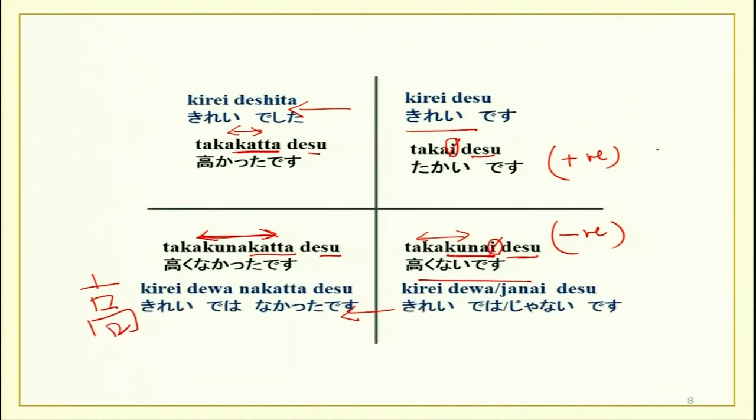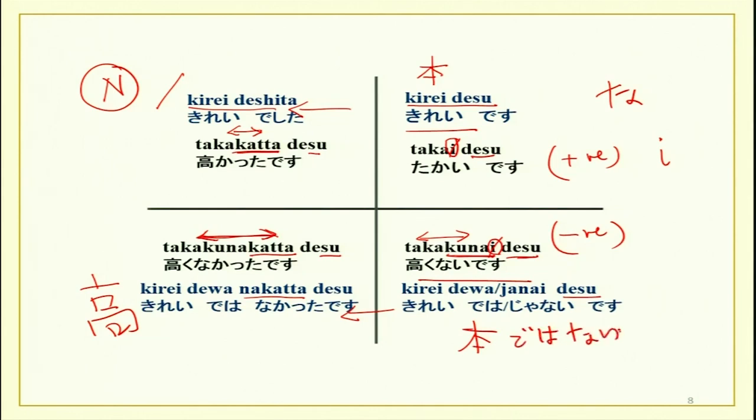Now, takai once again. You have another one. This is I adjective and this is na adjective. Na adjective is kirei. Kirei desu. Past tense, kirei deshita. And kirei deva arimasen or kirei janai desu and kirei deva nakatta desu. Na adjectives are all treated as nouns. So if you have hon over here, then hon desu, hon deshita. Hon deva nakatta, it never was a hon. And hon deva nai, it is not a hon. So please remember hon deva nai. Dakara, your tense is from this part, and nouns and adjectives follow a similar pattern always.